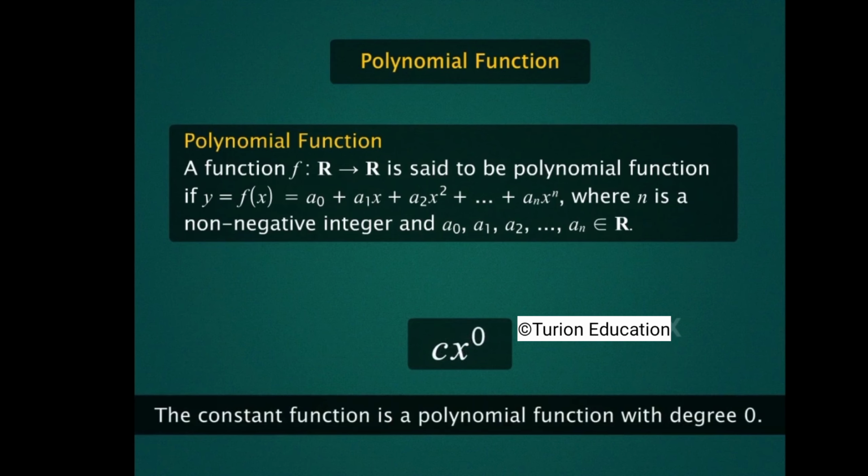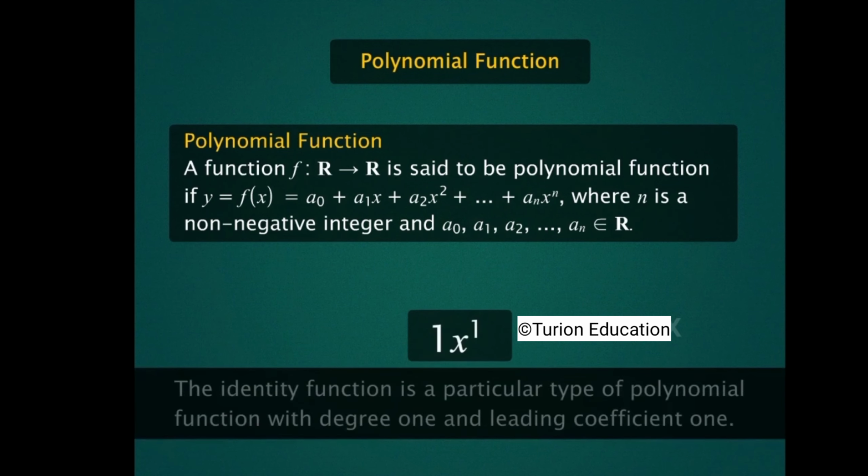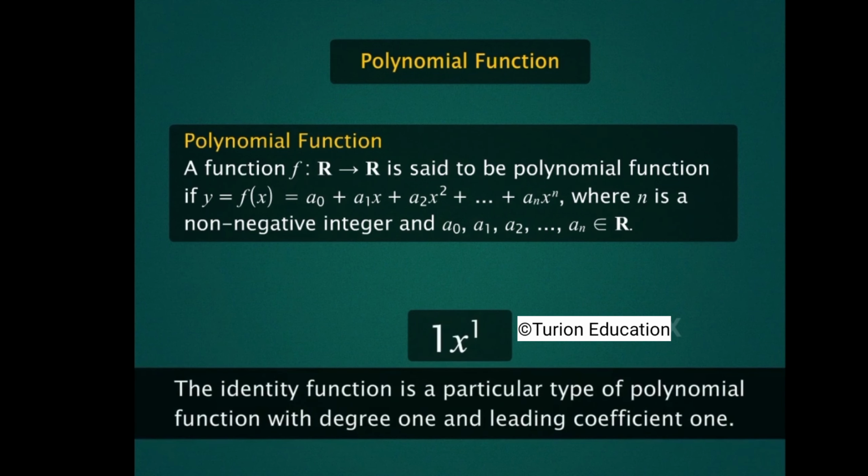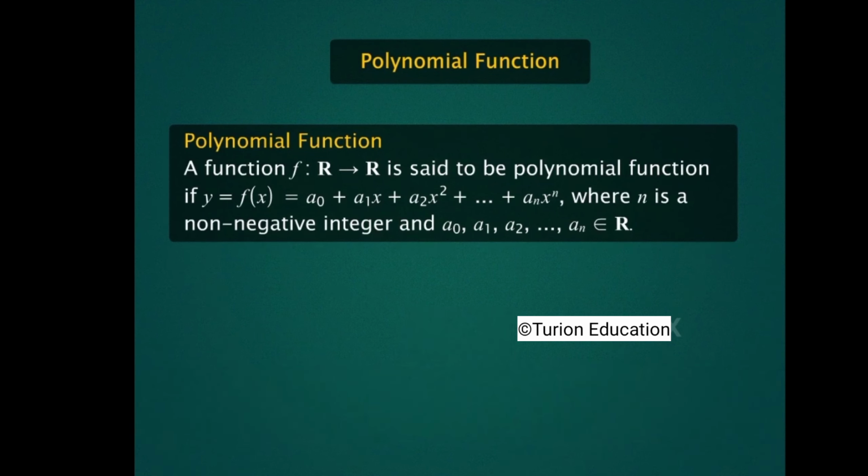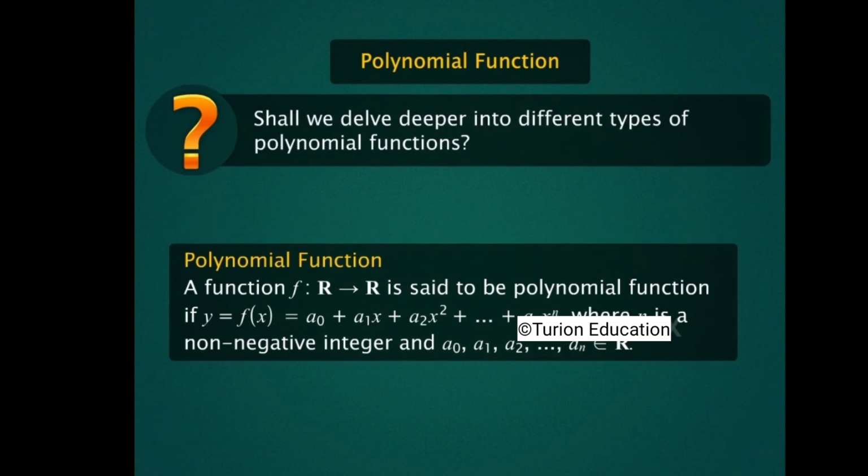The constant function, in fact, is a particular type of polynomial function whose leading coefficient is c, and degree is 0. That is, the constant function is a polynomial whose leading term is c. The identity function, too, is a particular type of polynomial function whose leading coefficient is 1 and degree is 1. There are, in fact, various types of polynomial function. Shall we delve deeper into different types of polynomial function?